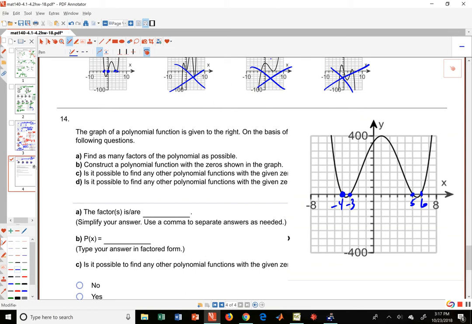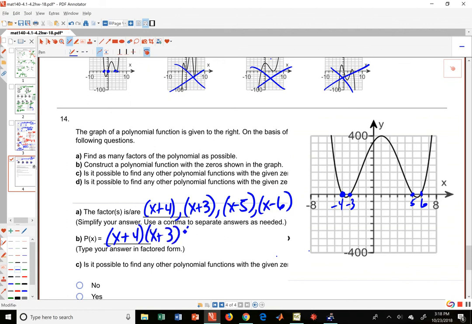So the factors are, find as many factors as possible. So we have an x plus 4 is a factor. There's an x plus 3 is a factor. It's a kind of weird notation. And you have x minus 5 is a factor, and x minus 6 is a factor. Those are the factors of this polynomial. Now you put them all together into a polynomial, which is just the product of those factors. Product, because the product together makes a 0 for each one of those values. So you have the product of all of those.